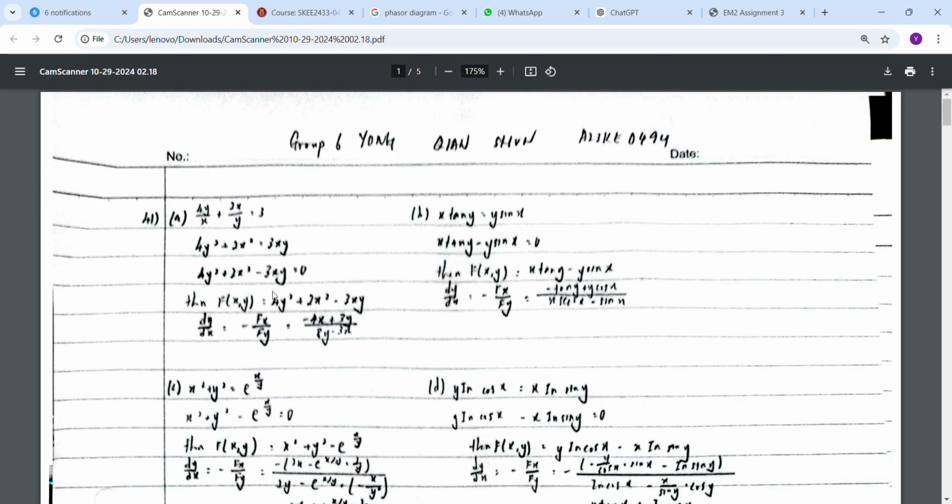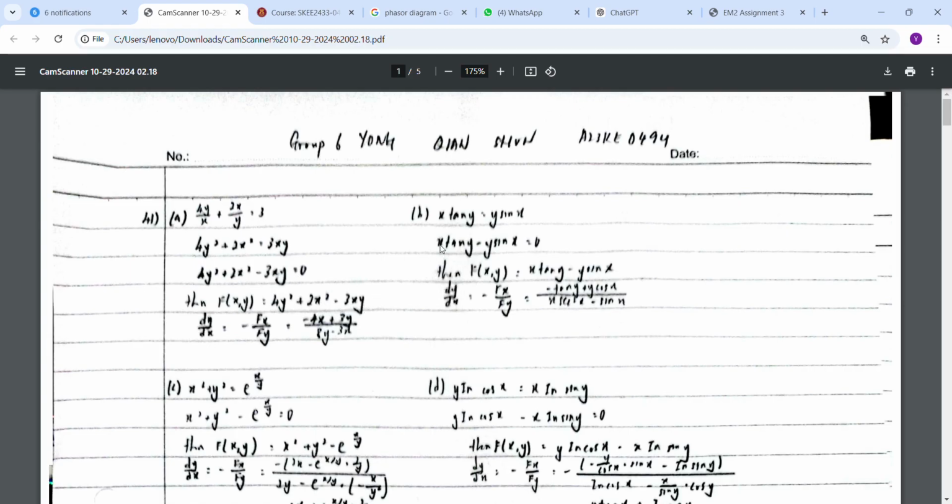We are asked to find dy/dx, so the formula is negative fx over fy, where fx is delta f over delta x, and fy is delta f over delta y. So we can find the equation from the fxy.